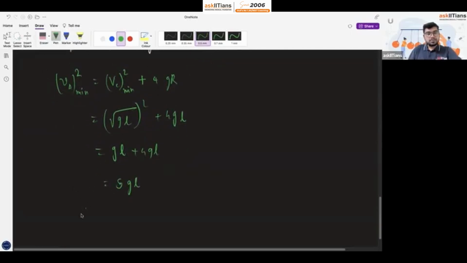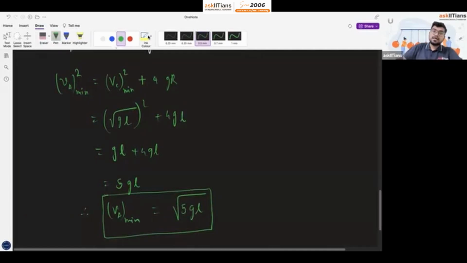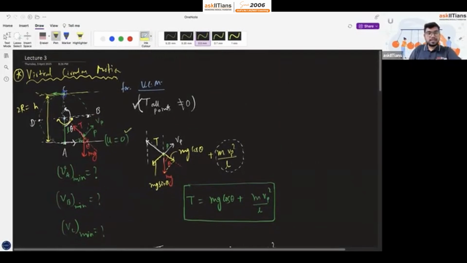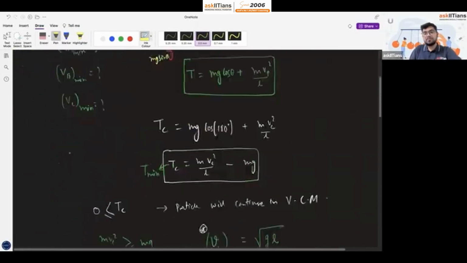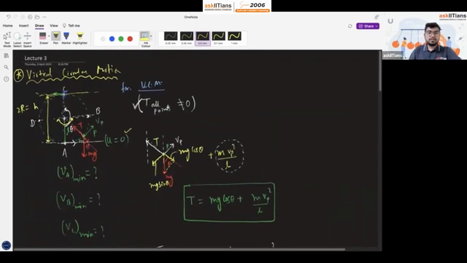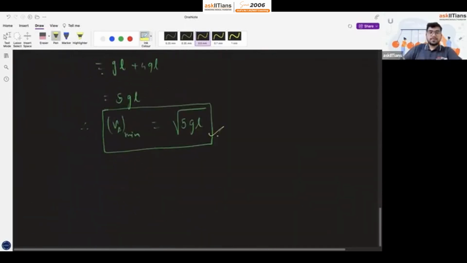So what is the minimum speed required at point A? It is under root 5gL. Okay, so this is the answer. At point A, how much minimum speed do we require? Under root 5gL. And at point C, what is the minimum speed? It's under root gL. Now let's see what is the minimum speed required at point B.